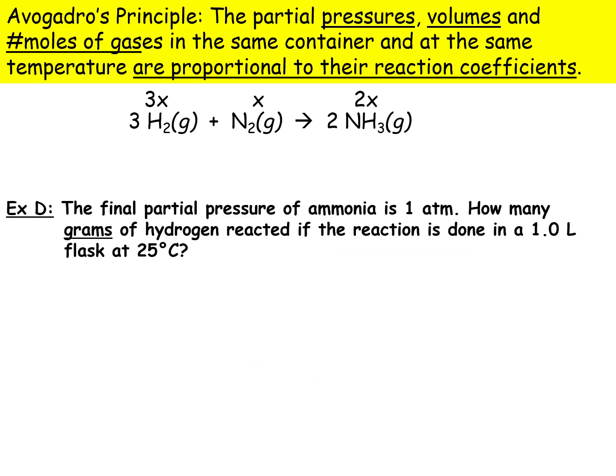All right, staying with the same reaction, we have another example. It says the final partial pressure of ammonia is 1 atmosphere. How many grams of hydrogen were reacted if the reaction is done in a 1-liter flask at 25 degrees C? All right, so that's a lot of information. Let's do the easy part first, and let's convert from partial pressure of ammonia to partial pressure of hydrogen.